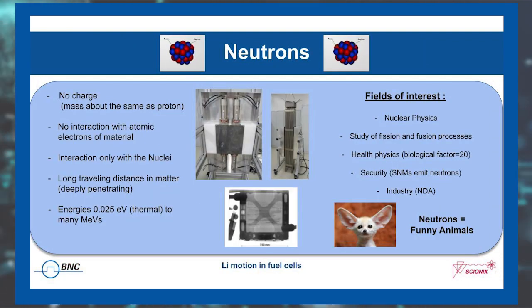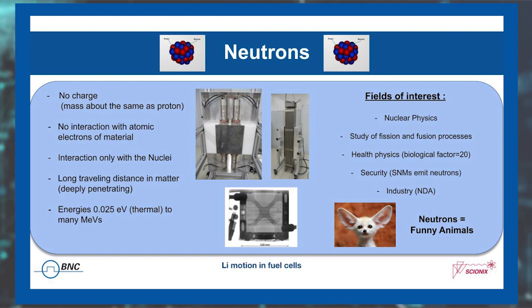Neutrons are little funny animals. They have actually no charge, the mass about the same as the proton, and because of this, they have almost no interaction with the electrons of materials, but interact only with the nuclei. Because of this, they penetrate much deeper in matter than, for example, X-rays. Energies from neutrons can vary between a fraction of an electron volt to many, many MeVs.